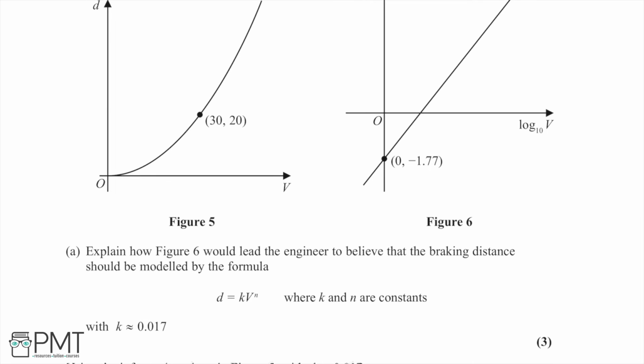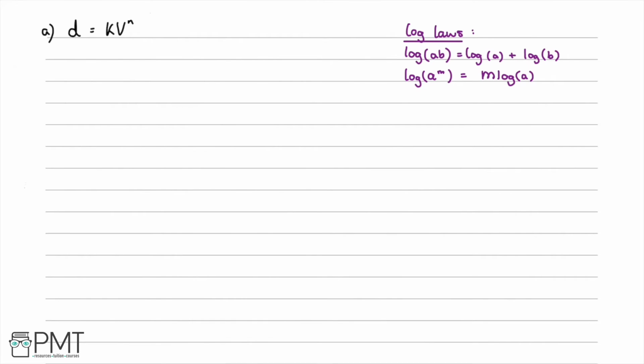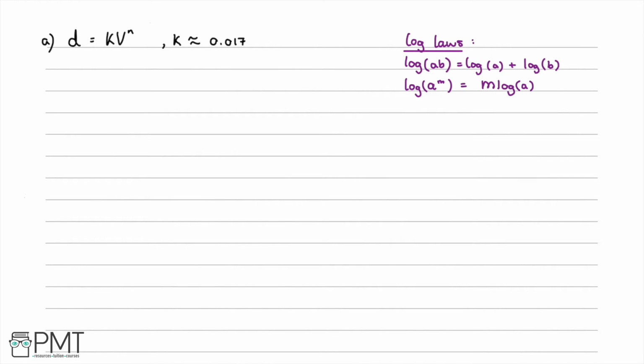And what we are asked to do in part A of this question is to explain how figure 6 would lead the engineer to believe that the braking distance should be modelled by the formula d is equal to kv to the power of n, where both k and n are constants, and we're told that k is approximately 0.017.